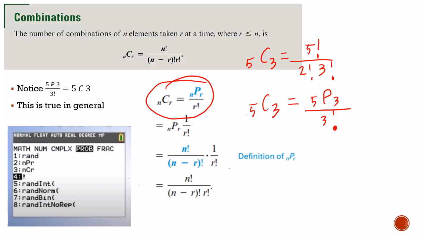Well, one way it came from is, let's do 5P3. How many ways can I arrange 3 objects out of 5? But then if I want to change them to combinations, I'm overcounting by a factor of 3 factorial, the number of ways to arrange the 3 objects. So I divide that by 3 factorial. Notice I still get 10.